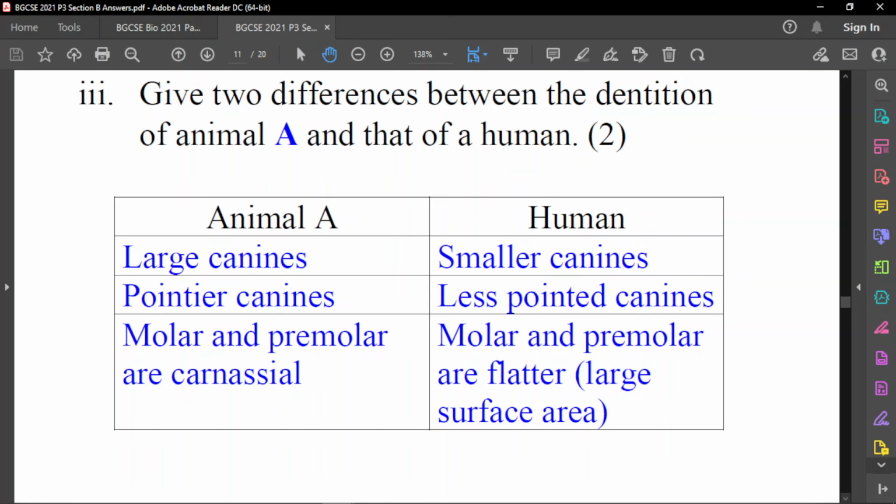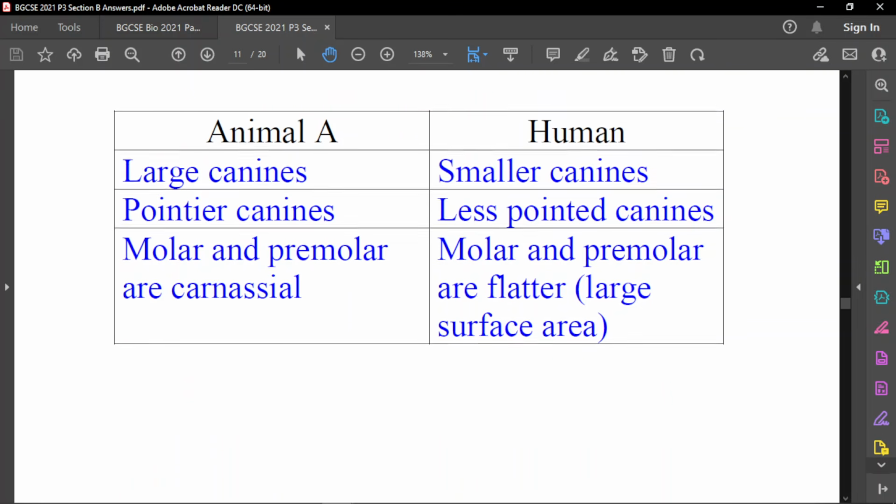Animal A, which is a carnivore, has molars and premolars, and they are normally carnassial. But for human beings, the molars and premolars tend to be flatter. They have a flatter surface to break up food into a large surface area. And so the teeth themselves will have a large surface area as well, right?